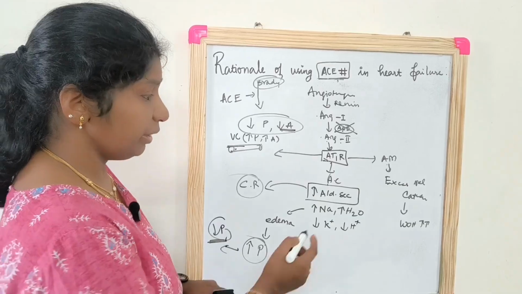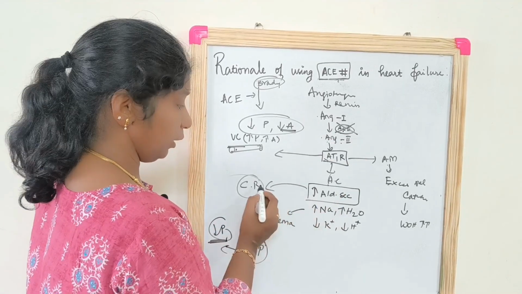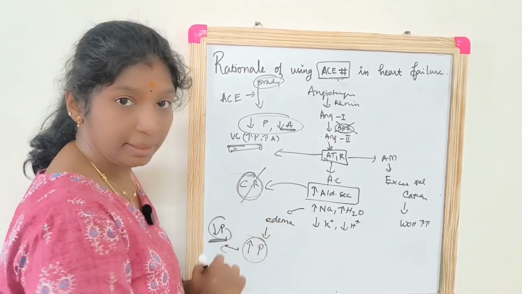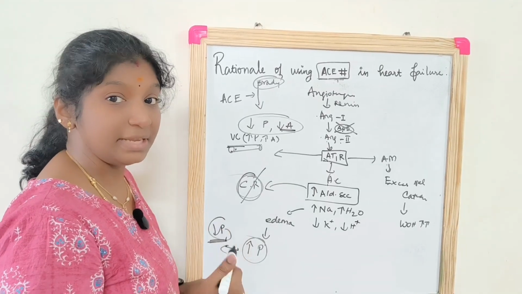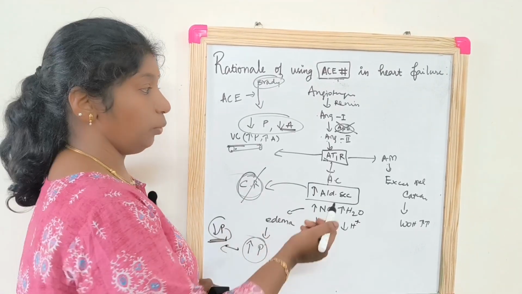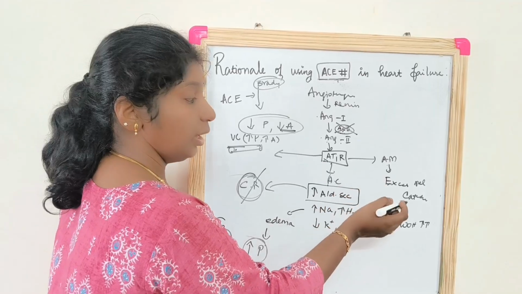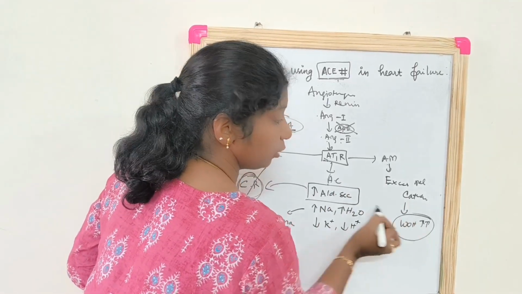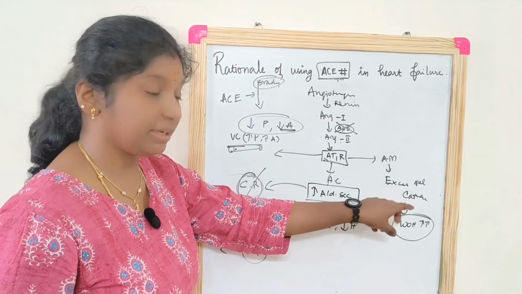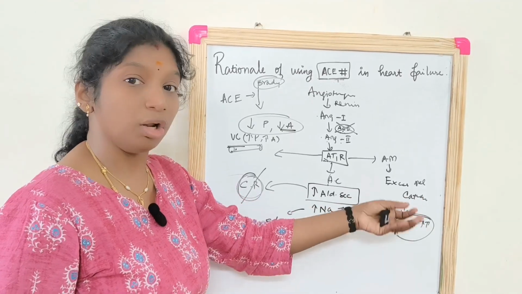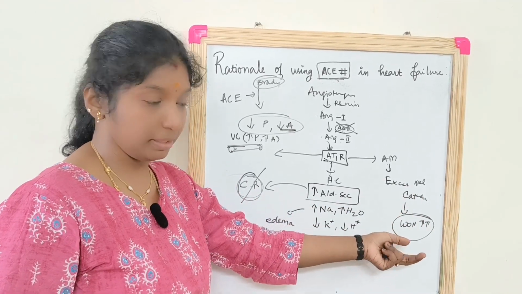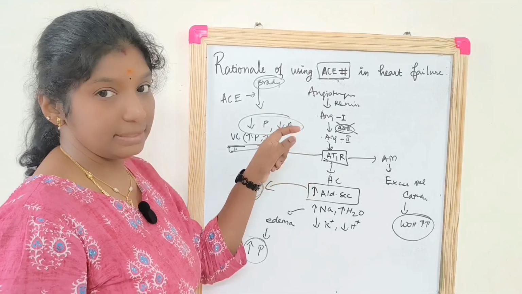When we give ACE inhibitors, we can also prevent this cardiac remodeling. In this way, it decreases the mortality also. Now, we can also decrease the work of the heart by preventing the excess release of catecholamines. So in this way, ACE inhibitors will act.